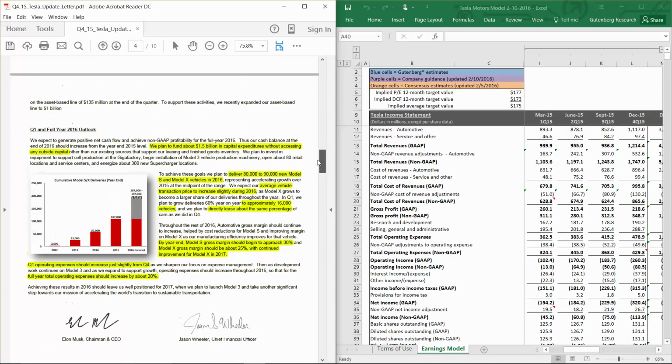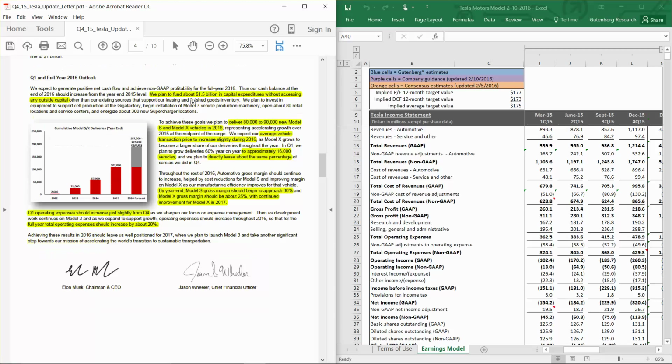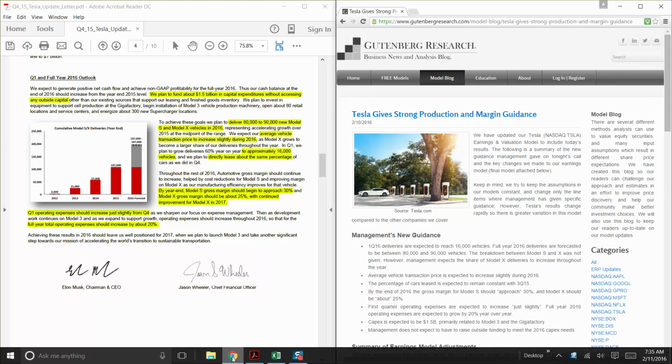So on the left-hand side of the screen, we've got the Tesla update letter for shareholders, and we've scrolled down to the guidance section. And it's not as vast as it was last quarter, but there are some really good important things here. And we've highlighted these items on our blog.